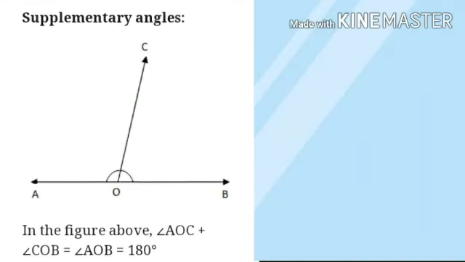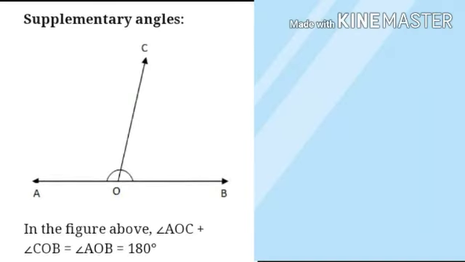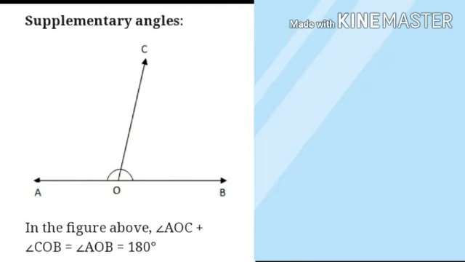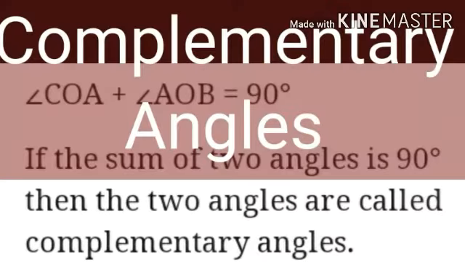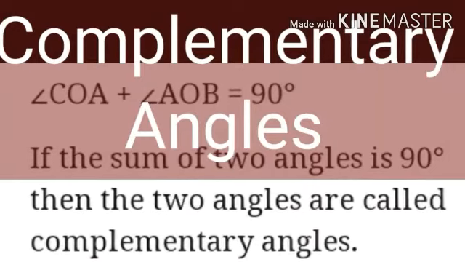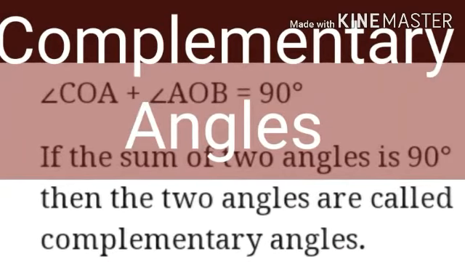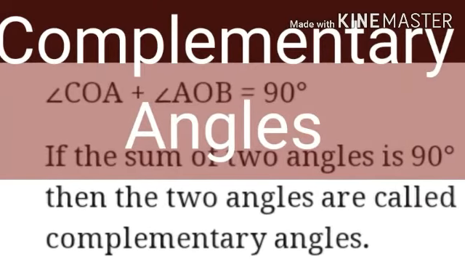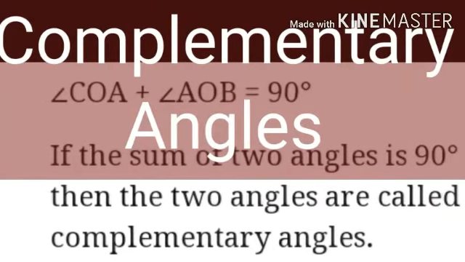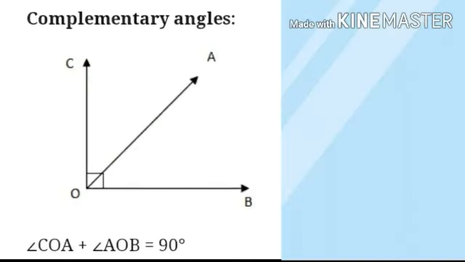In this figure, you can see angle AOC plus angle COB is equal to angle AOB, which is equal to 180 degrees. Complementary angles. If the sum of two angles is 90 degrees, then the two angles are called complementary angles. Angle COA plus angle AOB is equal to 90 degrees.